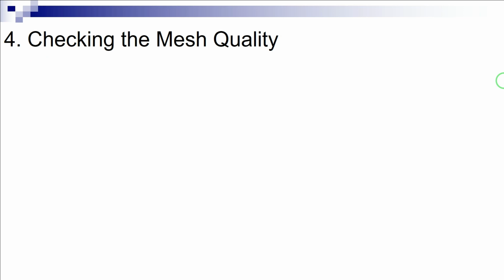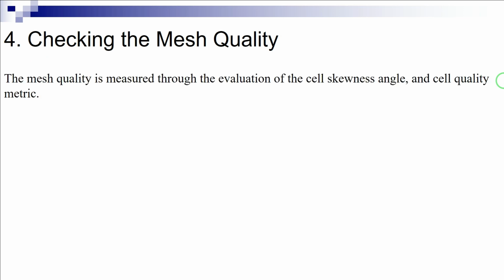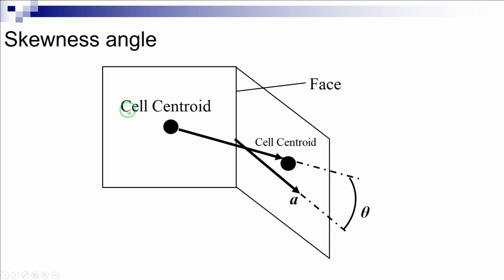4. Checking the mesh quality. Here, the quality of the generated mesh is measured through the evaluation of the cell skewness angle and cell quality metric. The cell skewness angle is a proper indicator of the mesh quality and suitability. The skewness angle theta, as defined here in this figure, is the angle between the face area vector, shown by A, and the vector connecting the two cell centroids.